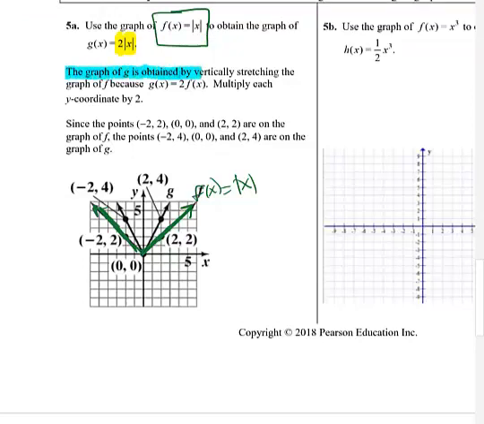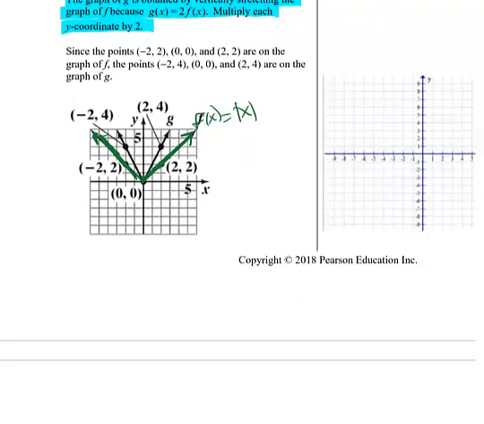The graph of g, which is the result of me multiplying the original function by 2, is obtained by vertically stretching the graph, and that's because I'm multiplying it by 2, so every y-coordinate is twice as tall as it was before. Imagine you stretch something upward. That's kind of going to make it narrower. So that's why this graph looks like the absolute value, but it became narrower.